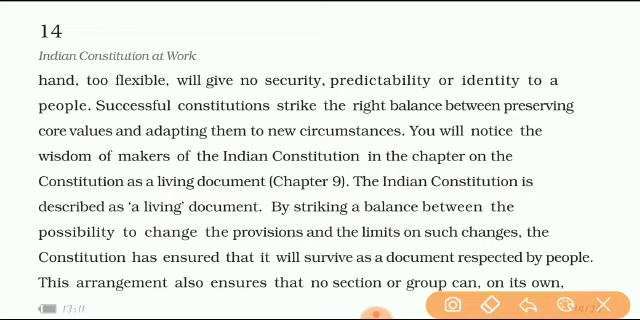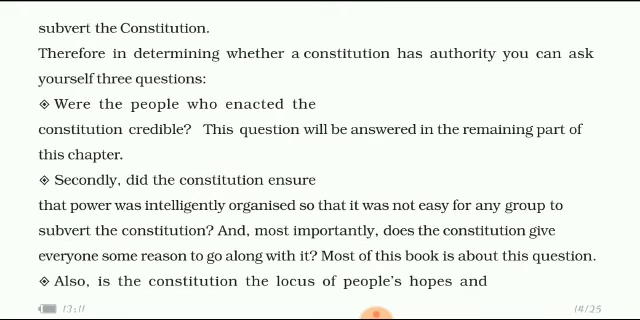Now this arrangement also ensures that no section or group can on its own subvert the constitution. If there is a provision to make an amendment in the constitution, it first has to be passed by a 2/3 majority of both the houses in the parliament. Directly, no group is going to change the constitution on its own.